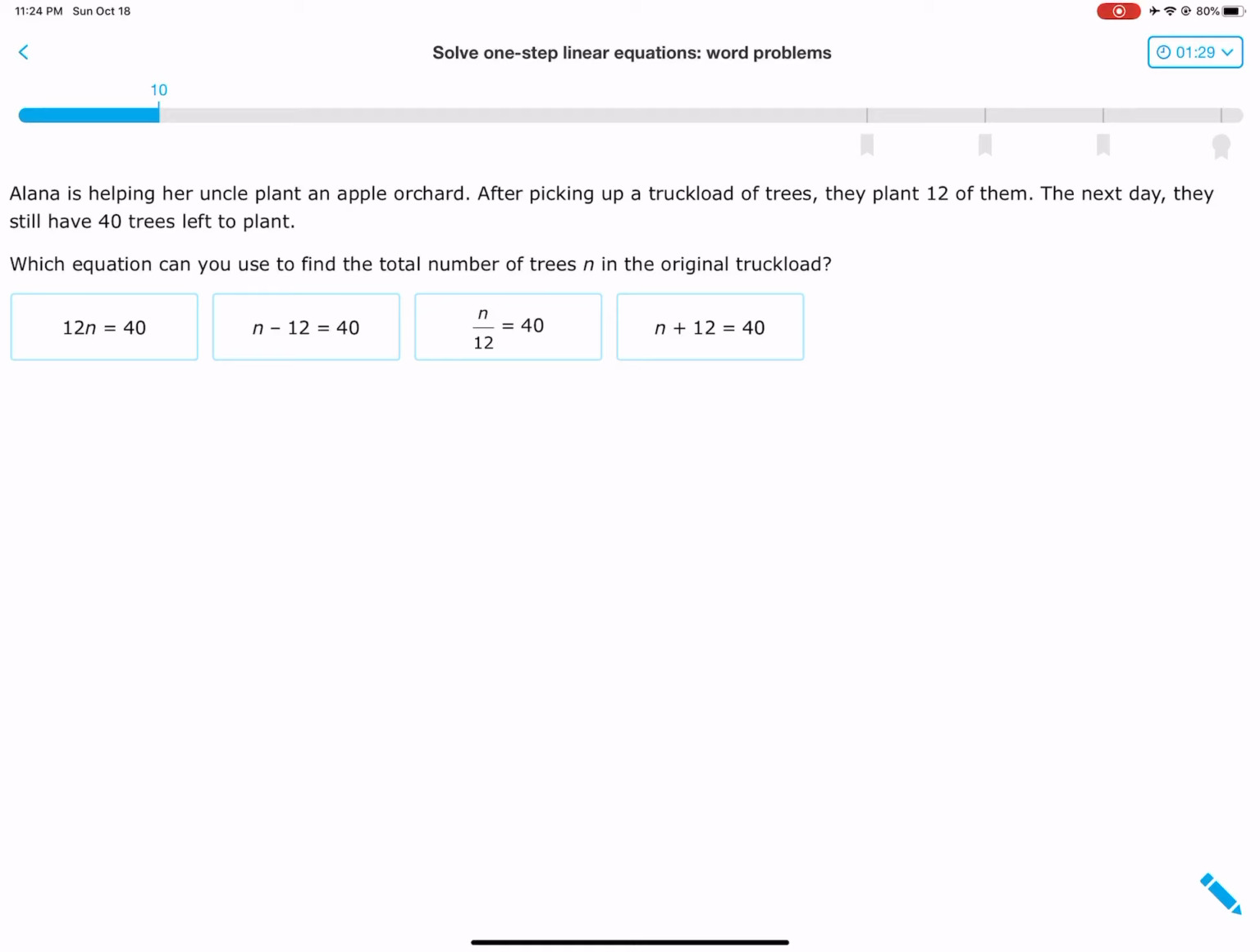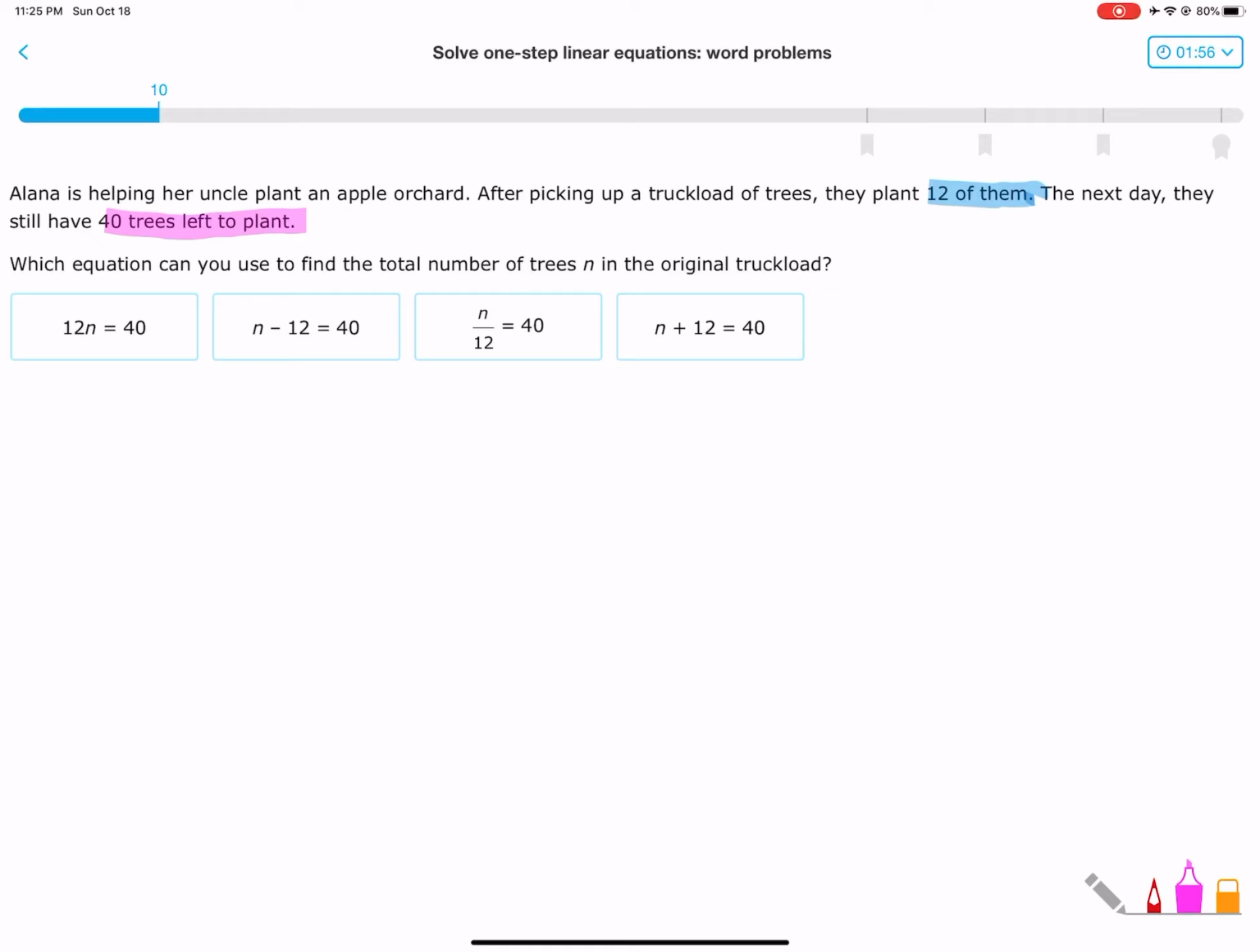Alana is helping her uncle plant an apple orchard. After picking up a truckload of trees, they plant 12 of them. So let's highlight, they have 12 of them. The next day, they still have, let me use a different color, they still have 40 trees left to plant.